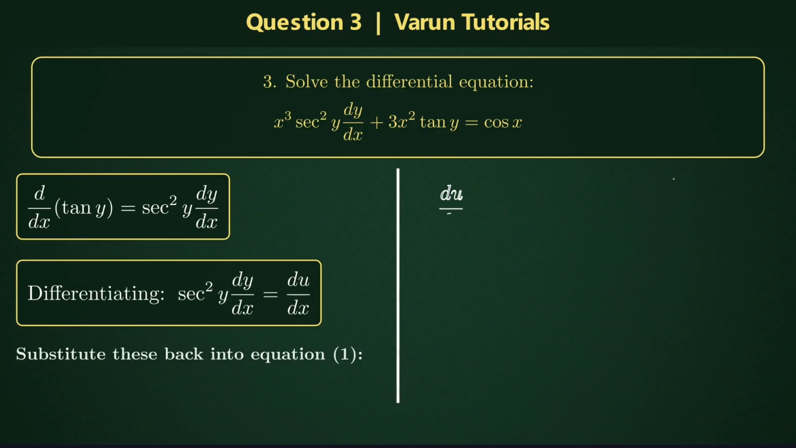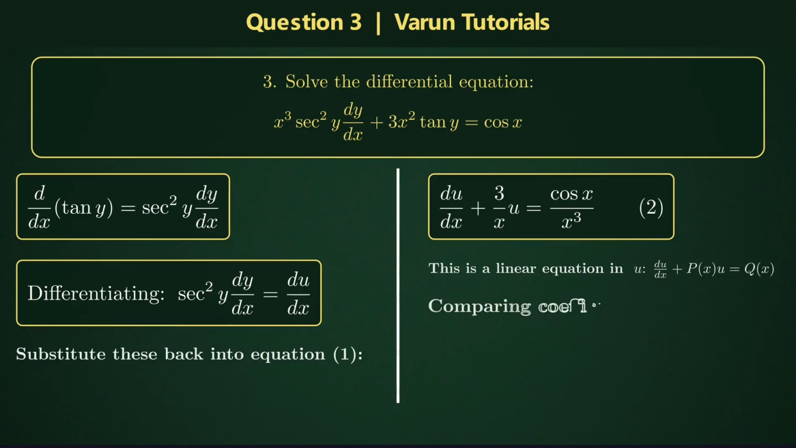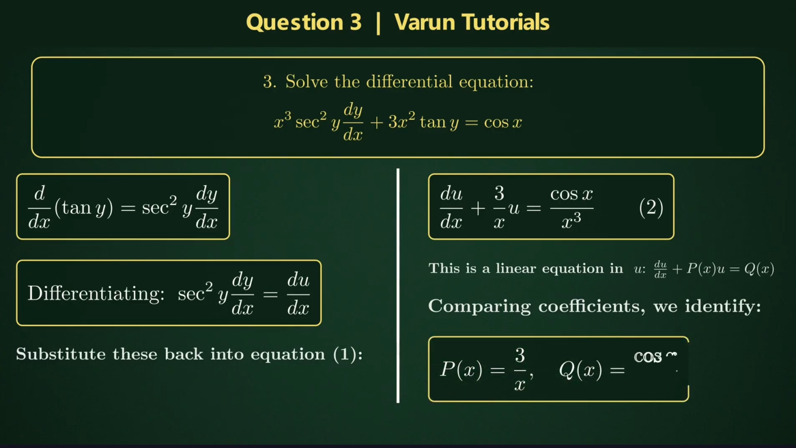This transforms the equation into du by dx, plus 3 over x times u, equals cosine of x over x cubed. Let this be equation 2. This is a standard first-order linear differential equation in u, du by dx plus p of x times u equals q of x. Comparing coefficients with equation 2, we identify p of x and q of x. P of x is 3 over x, and q of x is cosine of x over x cubed.